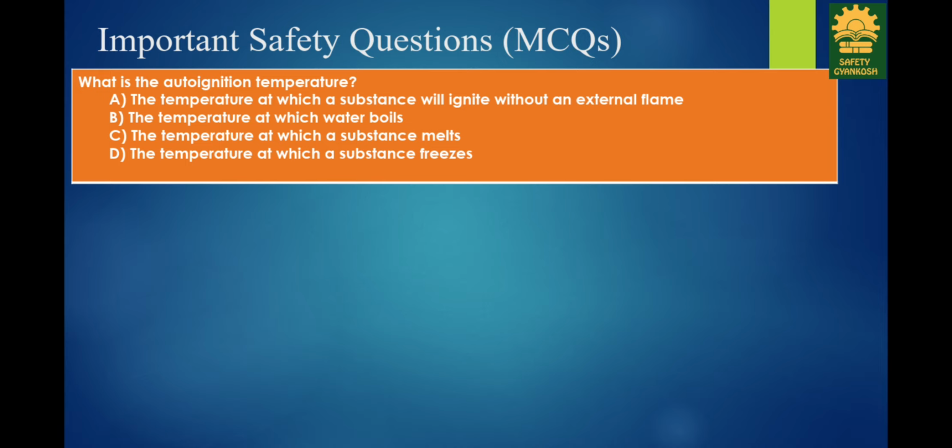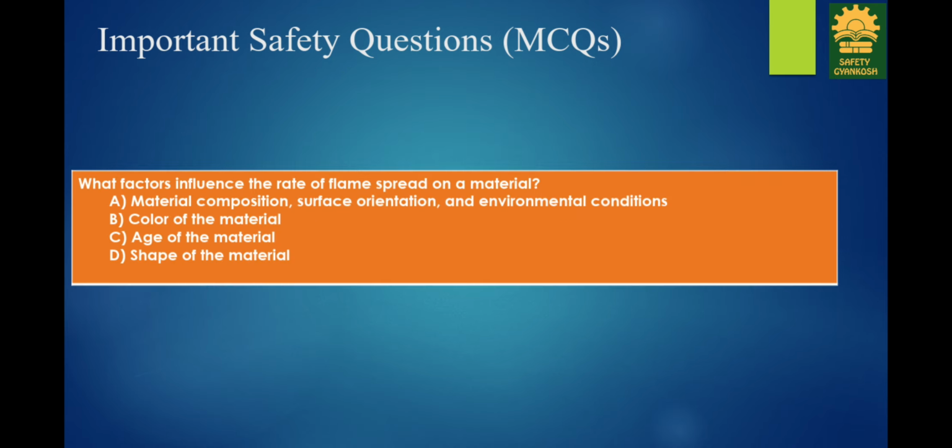See, the question asks about auto ignition temperature. The term itself speaks of auto ignition, meaning it will ignite automatically. So the correct answer is A. The temperature at which a substance will ignite without an external flame. If you talk about gasoline, or petrol, the auto ignition temperature is around 280 degrees Celsius. So if gasoline is left and the temperature reaches around 280 degrees Celsius, it will automatically catch fire. Let's move on to the next question.